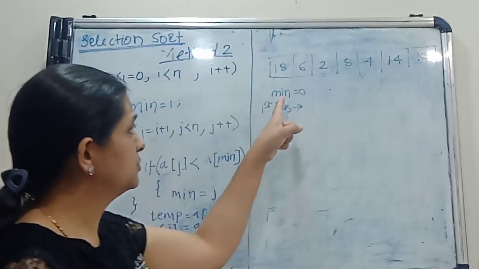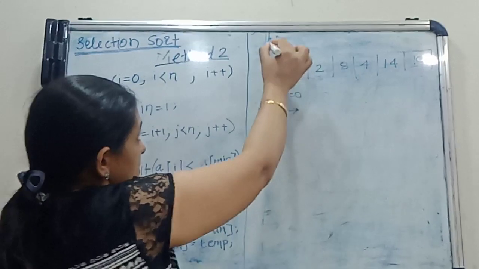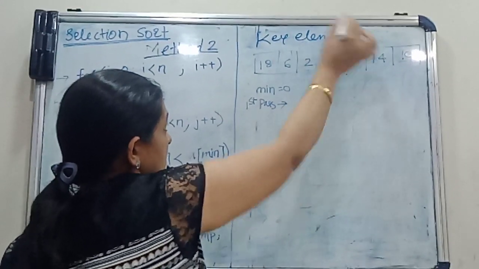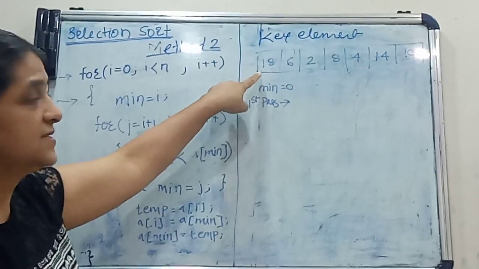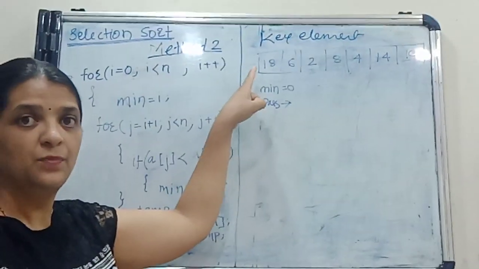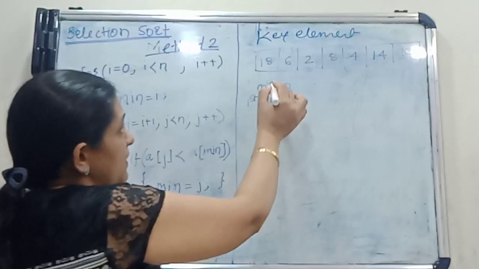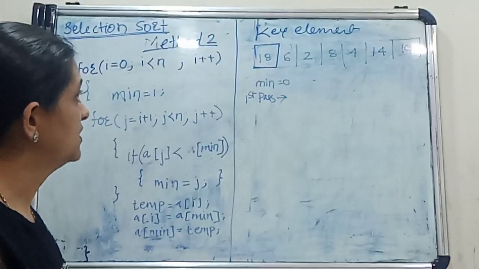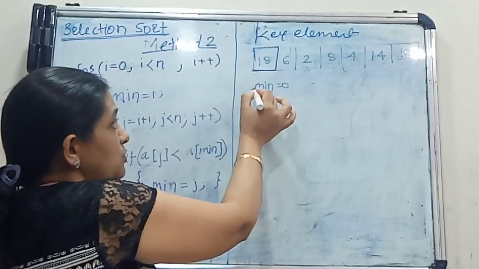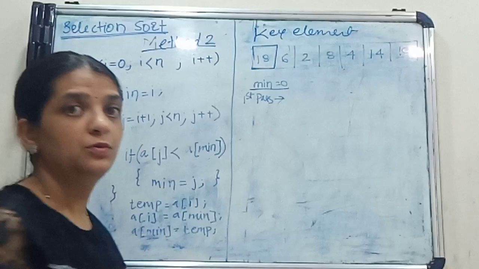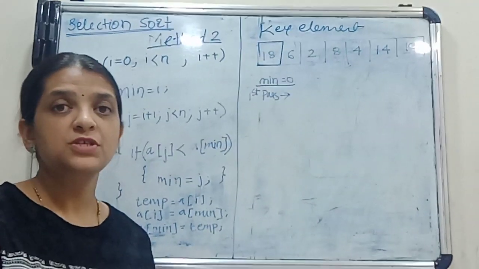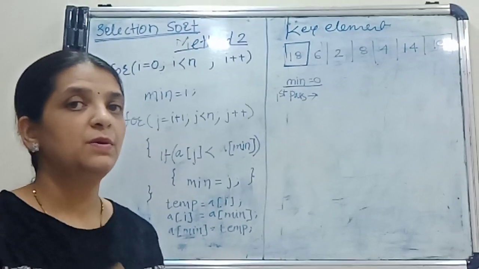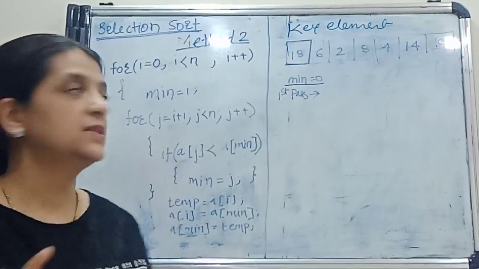What we are going to do in the selection sort, basically now you know that a key element is necessary, and the key element is taken from index 0. So initially for the first part the key element is index 0. Now in the second method, we are going to remember the position of the smallest number in the array.